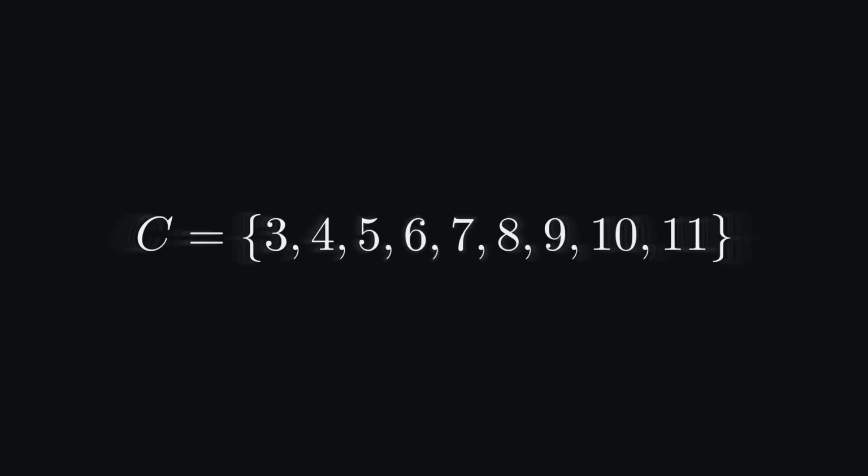Next, let's find the integers in set C. Set C includes integers from 3 to 11. The integers in set C are 3, 4, 5, 6, 7, 8, 9, 10, and 11. Now let's write down set C. Set C contains the integers 3, 4, 5, 6, 7, 8, 9, 10, and 11.